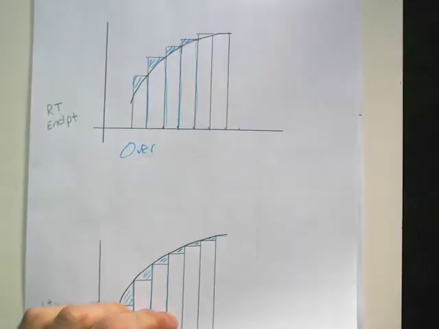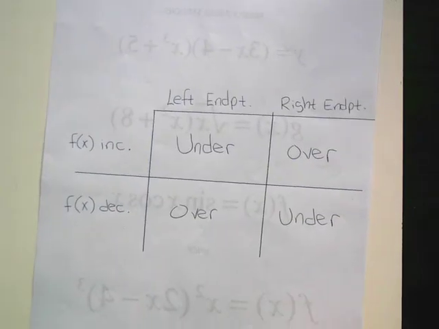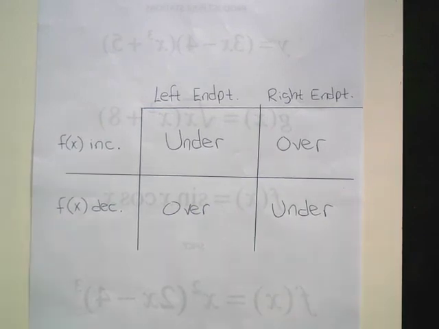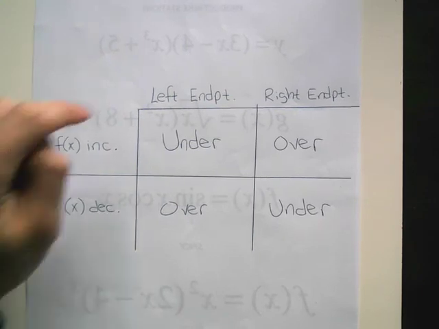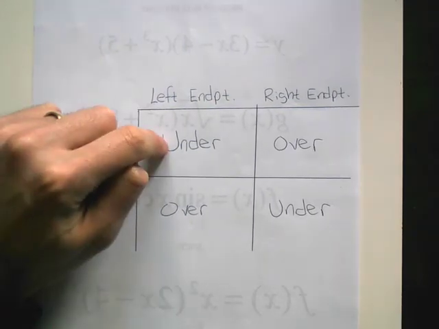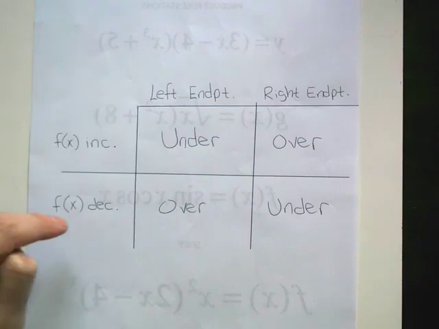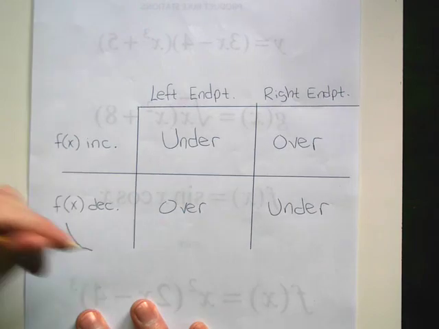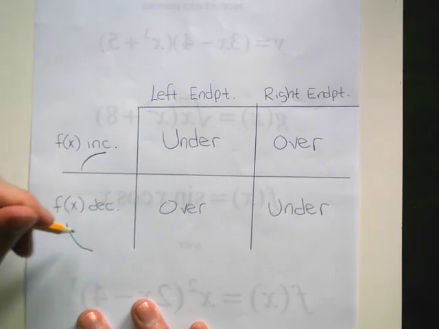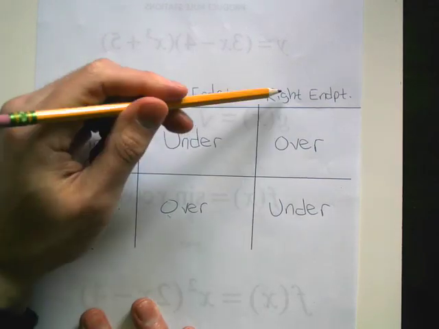This next chart I'm going to give you is something you're going to want to get in your notes because it's going to show up on the quiz this Friday. I'm just going to leave this here so you can pause the video and get this down. It's basically telling you if your function is increasing, your left endpoint rectangles will be an underestimate, and your right endpoint rectangles will be an overestimate. Same thing with decreasing. If your function is decreasing, left endpoint rectangles would be an overestimate, and right endpoint rectangles would be an underestimate.